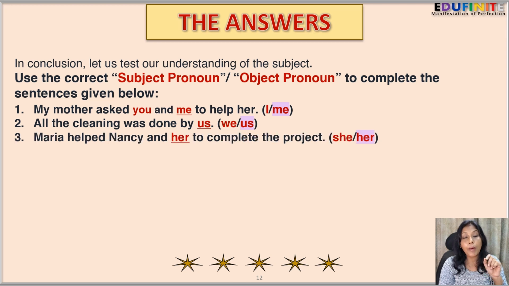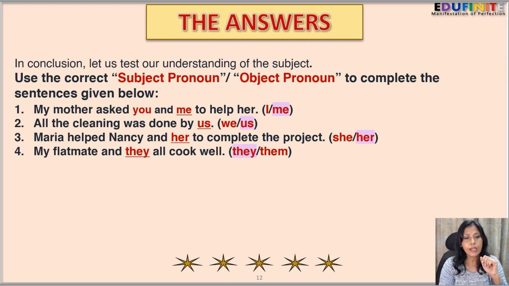Next. "Maria helped Nancy and her to complete the project." Why her? Because it is Nancy and her, the object of the verb helped, action verb helped. So it has to be an object pronoun which is her. Next, "my flatmate and they all cook very well." So over here, why did we choose they and not them? Because over here this is the subject of the verb, action verb cook. So since it's a subject, we'll need a subject pronoun which is they and not them. Them is the object pronoun.